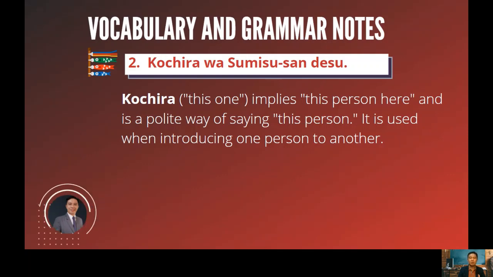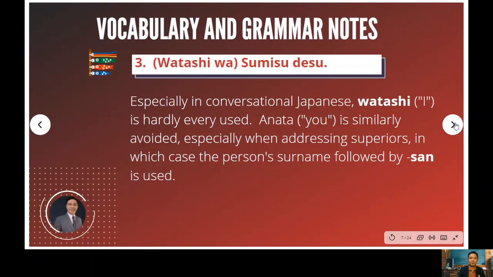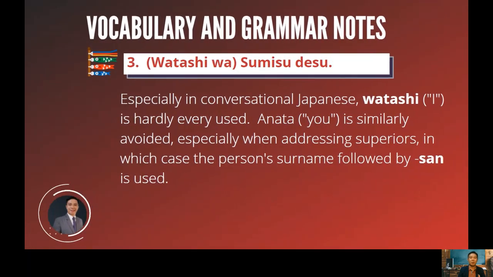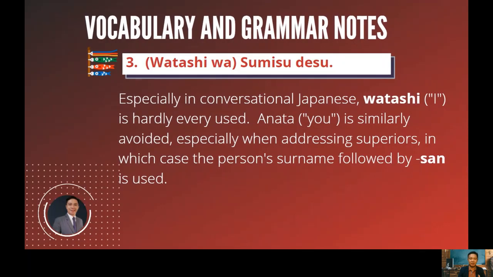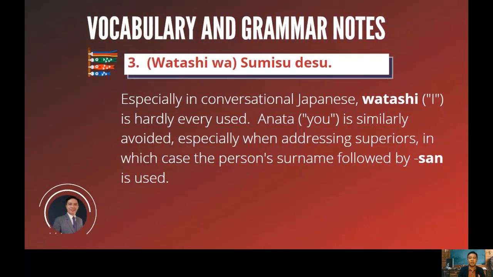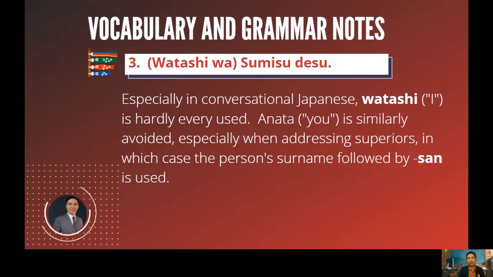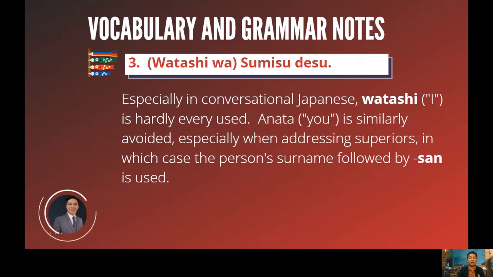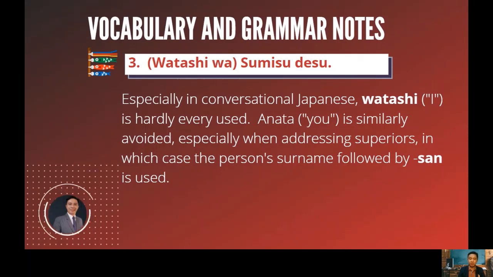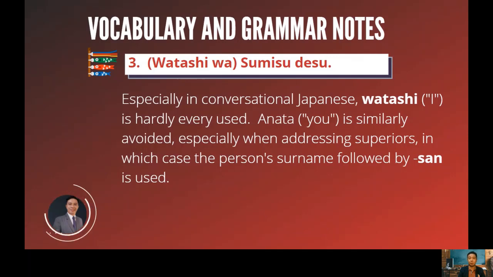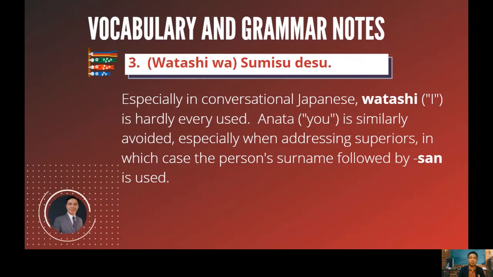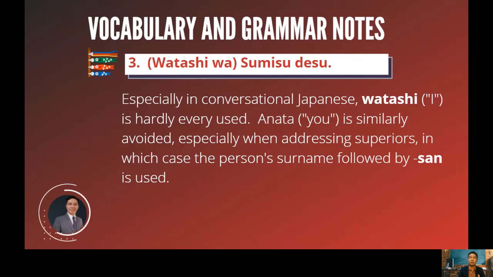Kuchira wa Sumisu-san desu. Watashi wa Sumisu desu. Especially in conversational Japanese, watashi, meaning I, is hardly ever used. Anata, you, is similarly avoided, especially when addressing superiors, in which case the person's surname followed by san is used.